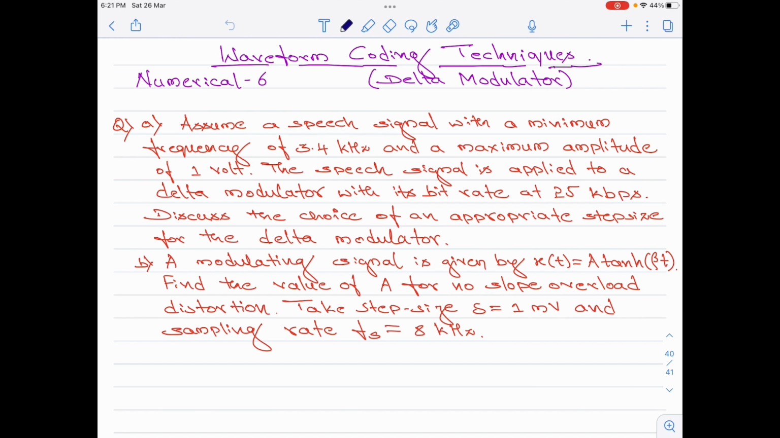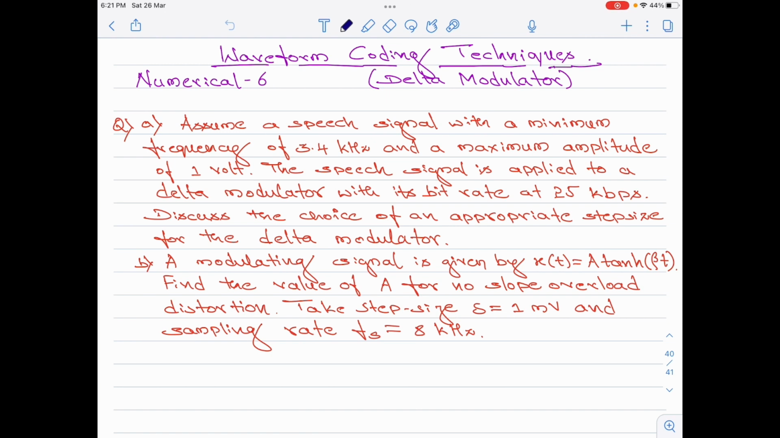In the first part, assume a speech signal with a minimum frequency of 3.4 kHz and a maximum amplitude of 1 volt. The speech signal is applied to a delta modulator with its bit rate at 25 kilobits per second. Discuss the choice of an appropriate step size for the delta modulator.